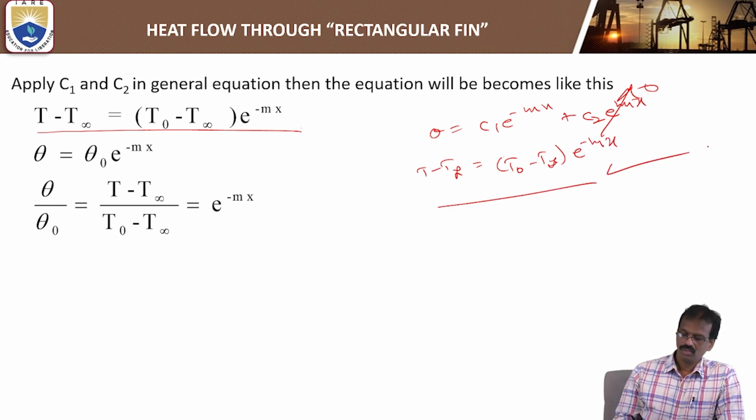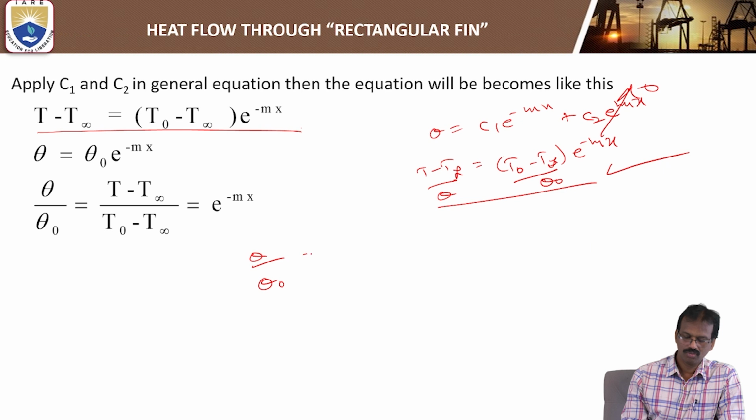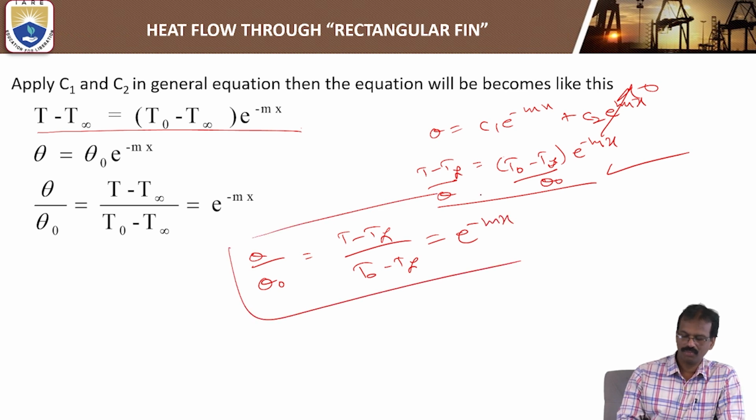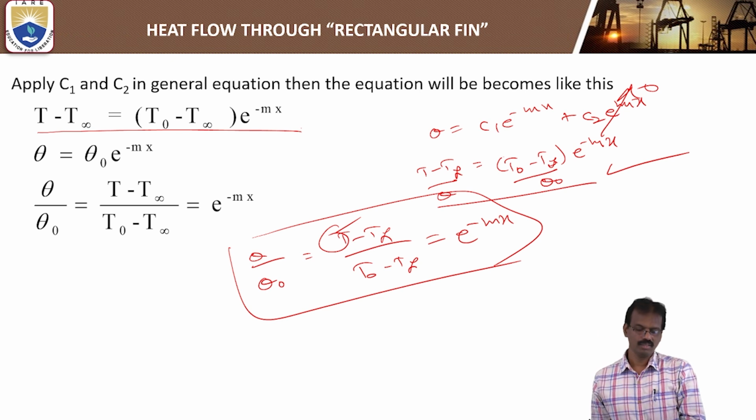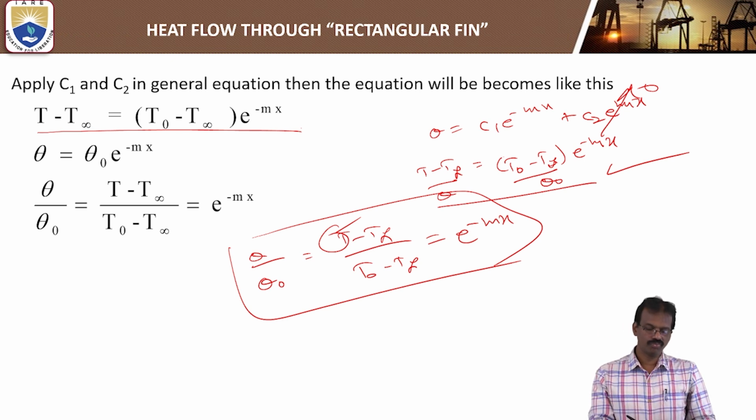So we can rewrite it like this, theta by theta naught, otherwise T minus T infinity by T naught minus T infinity, is equal to e to the power of minus mx. This is the formula. If you want to find the temperature at any particular distance, then you can use this formula.